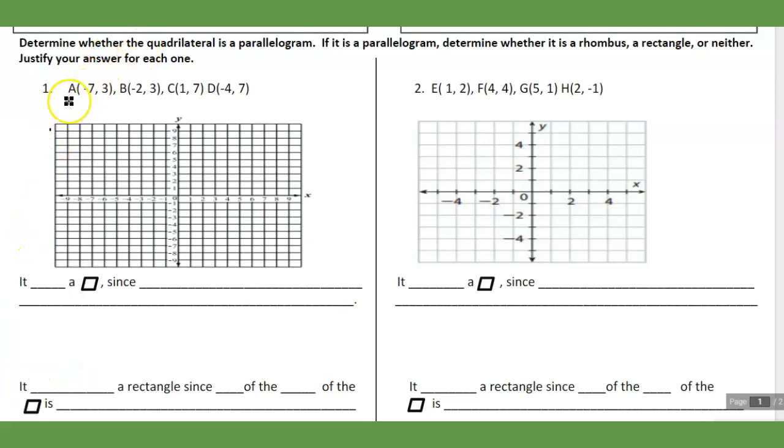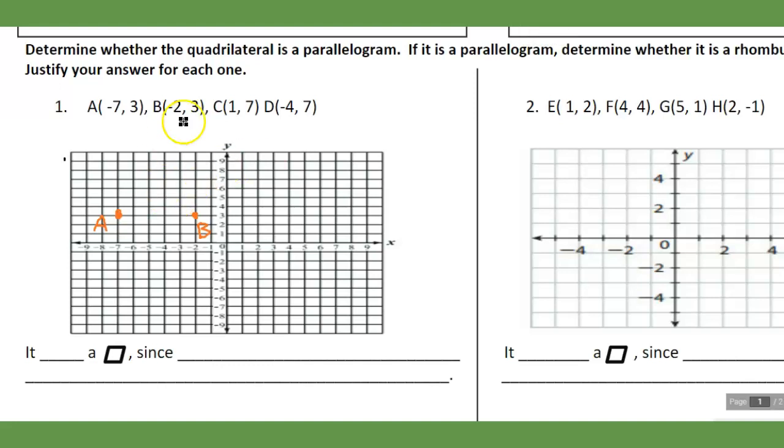Do this in orange. So we got A is at, let's see, -7, 3. And it helps to label them. So that's A. And then B is -2, 3. There's B. A little bigger. There we go. And then we have C is at 1, 7. And D is at -4, 7. So let's do black.